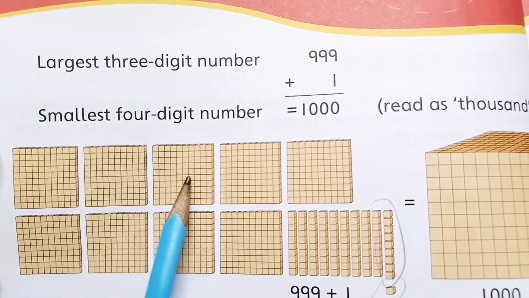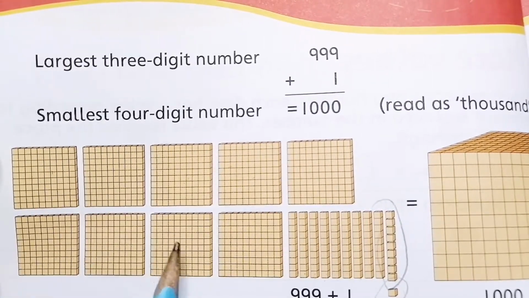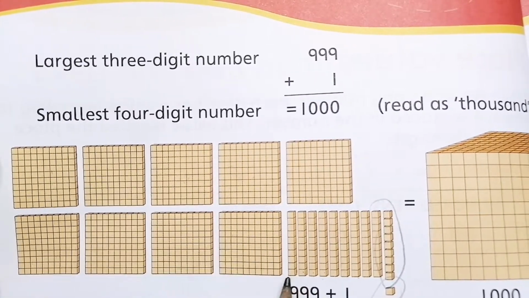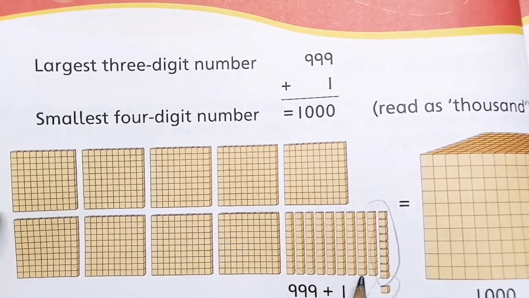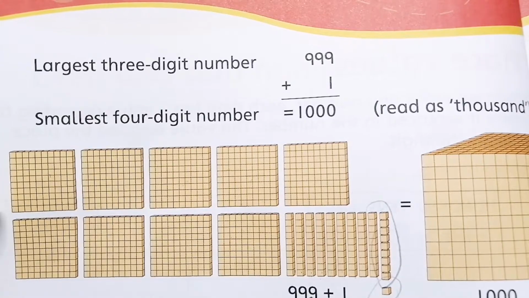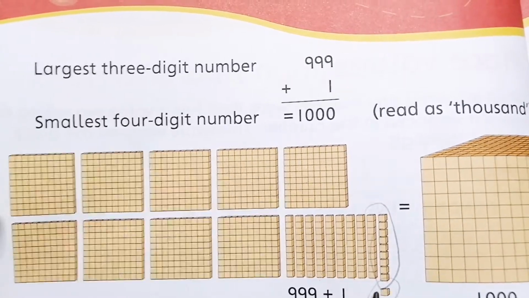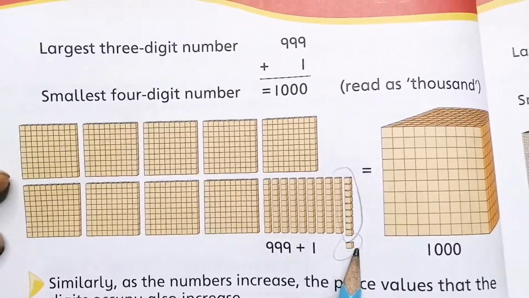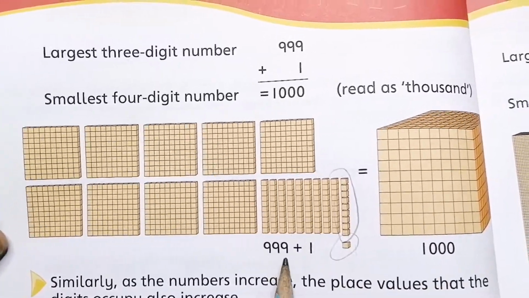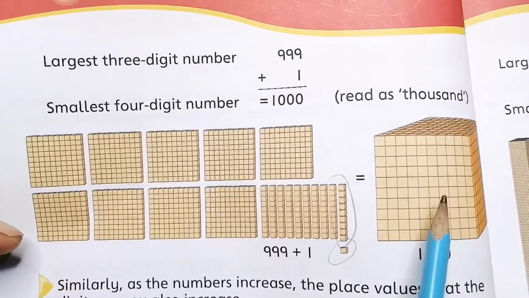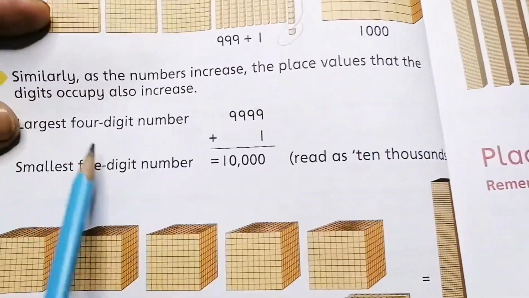So 1, 2, 3, 4, 5, 6, 7, 8, 9. This means this is 100. 900, and 1, 2, 3, 4, 5, 6, 7, 8, 9, 999, and this one is plus, so it makes 1000, right? Adding 1 to 999 makes 1000. So these are 1000 boxes. So this is also the same.